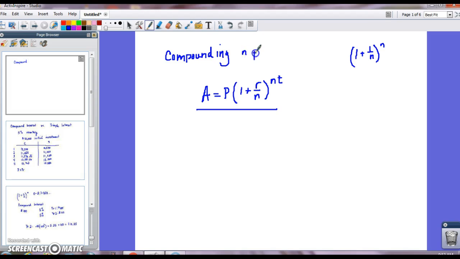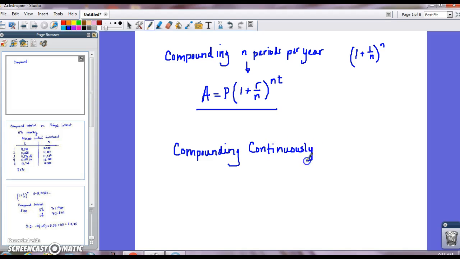for compounding n periods a year, n periods per year. That's this formula. Compounding continuously, you would use this formula. A equals P E to the RT, the PERT equation.